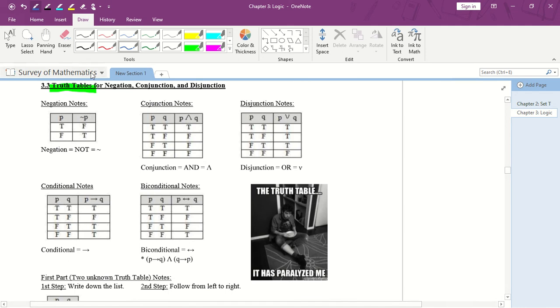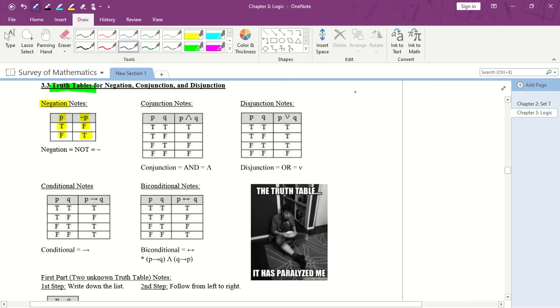So for example, when you look at negation, you understand that if a statement is true, when it goes through negation, it will become false. And of course, if it is false, then it will become true. This is what we learned, right?